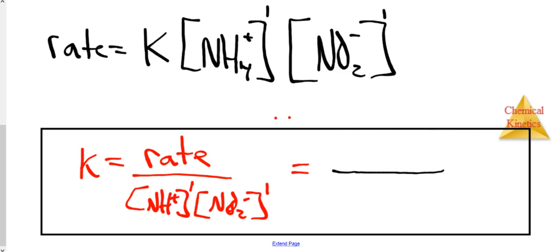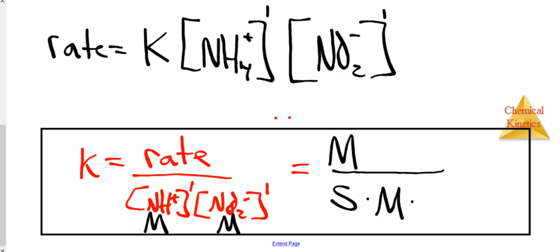The unit of rate is molarity per second. Are we okay with that? If you do this super detailed, you'll be fine. It's molarity per second. And then the concentration down here was measured in what? This was just molarity, and it's not squared or anything, so it's just molarity. And then what's this one? It's also molarity. Are you okay with that?